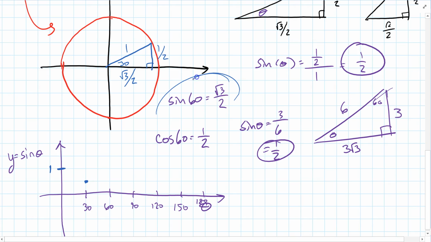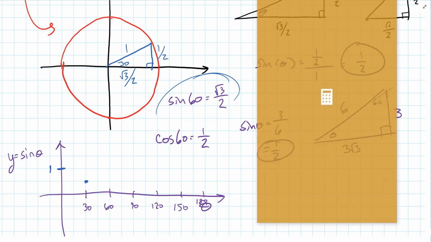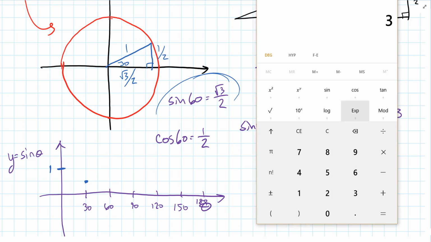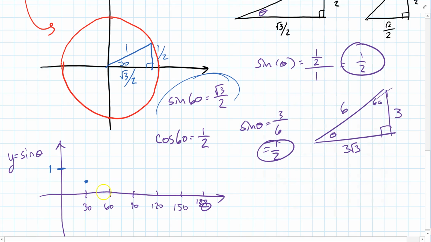And we said earlier that when theta is 60 degrees, sine of 60 is root 3 over 2. Let's just go ahead and do that. That's about what? Square root of 3 divided by 2, 0.866. So when theta is 60, we'd be a little higher, kind of up here.